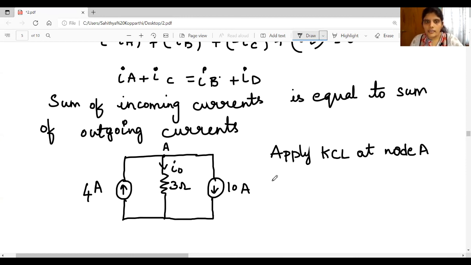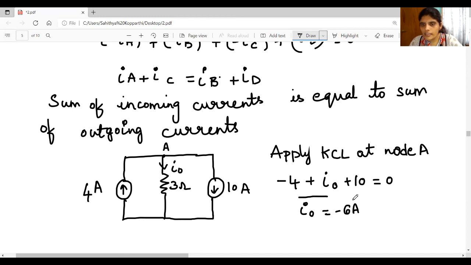What I'll get? 4 amperes is entering the node, so minus 4. I naught is leaving, so it is plus I naught, plus 10 amperes is also leaving, equals 0. So you'll get I naught as minus 6 amperes. If you're getting negative, that means the current is flowing opposite to your assumed direction. That's it.